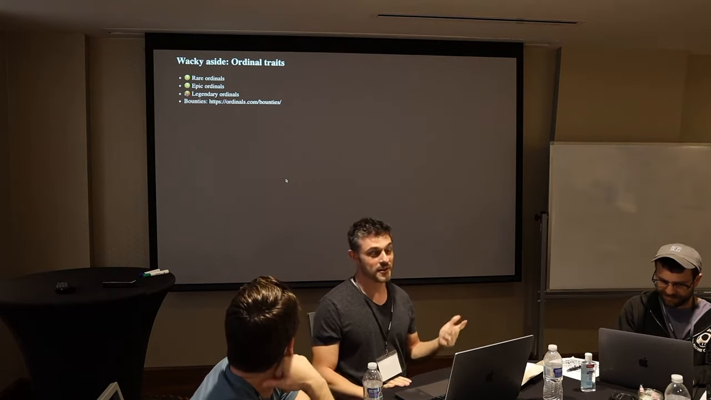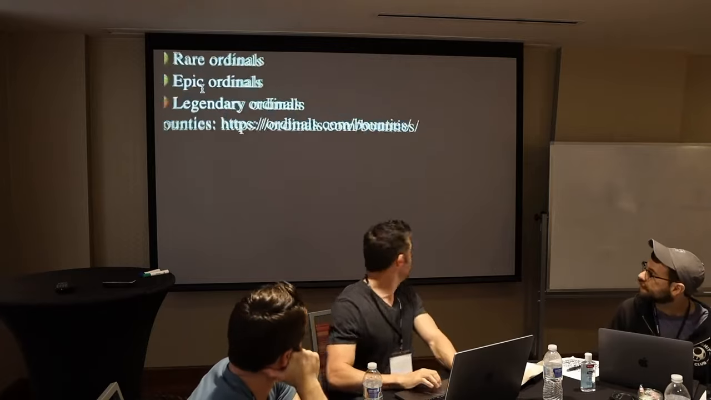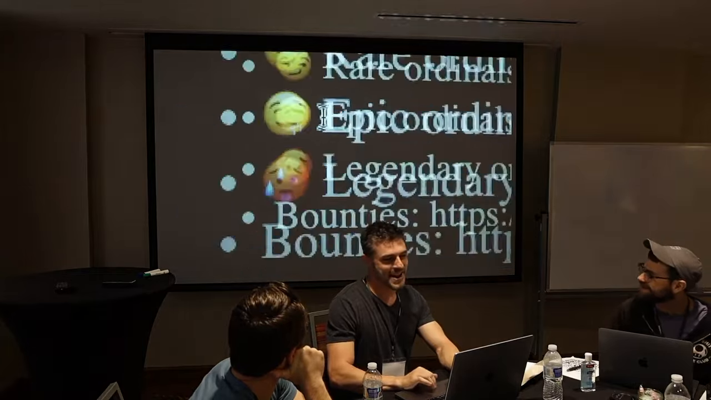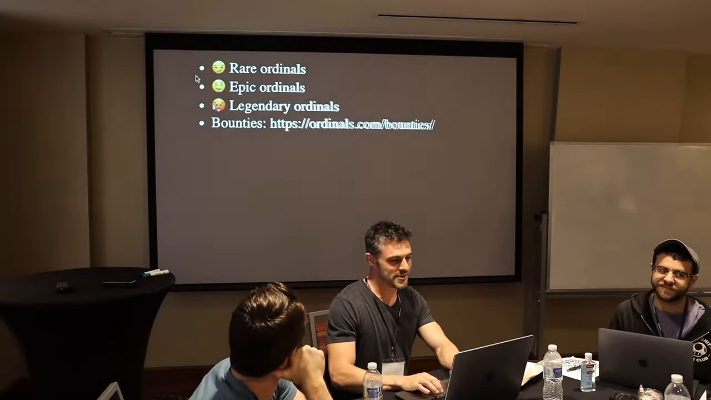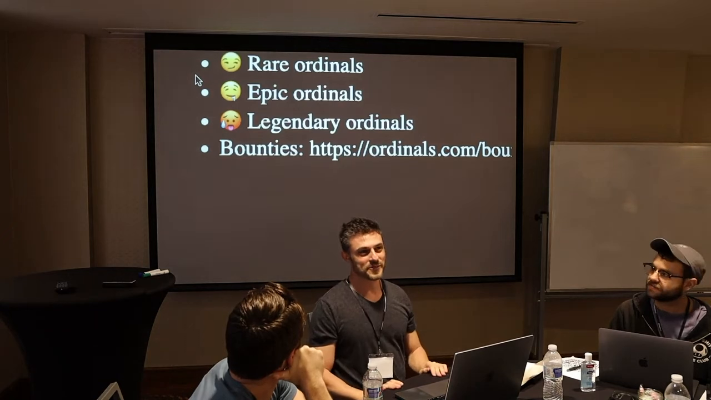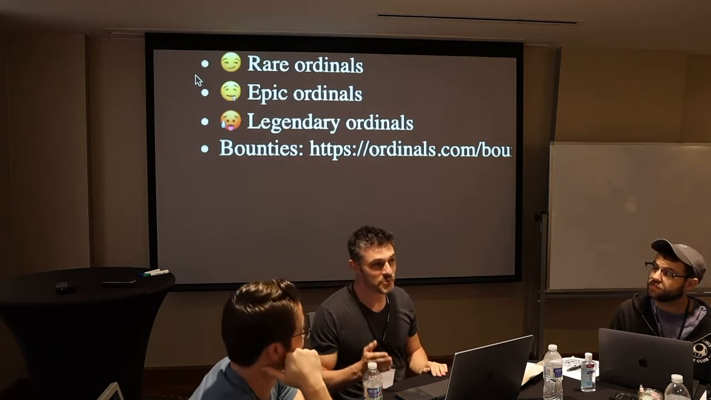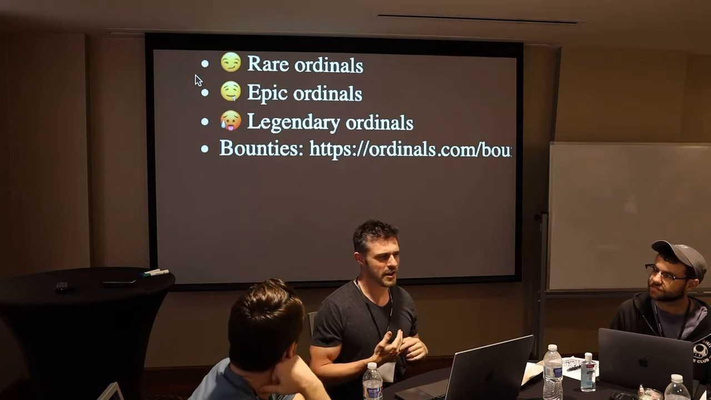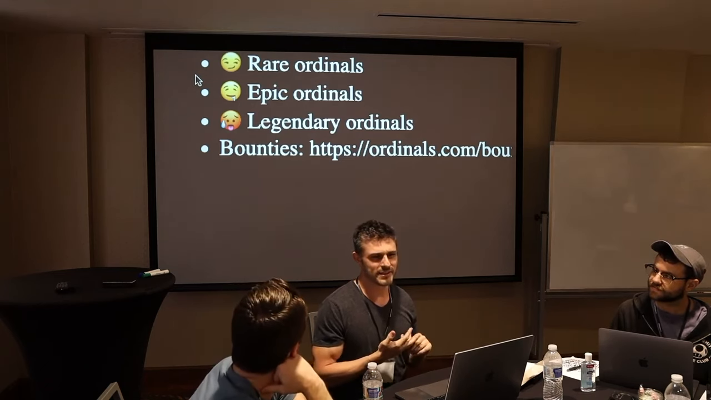So there are rare ordinals. The first ordinal in every block is rare. There's one per like $1 million of Bitcoin, so they're pretty rare, right? And then there are epic ordinals. An epic ordinal is the first ordinal after a difficulty adjustment. So that's one every 2 weeks. And I think there's one per like 100 million or 27 million.